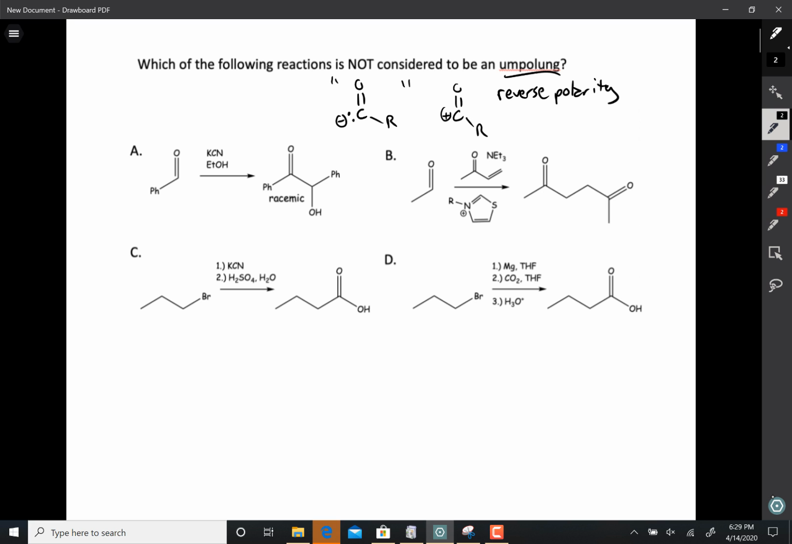So if we take a look at this reaction right here, this reaction is a benzoin condensation. Essentially what we end up having is two aldehydes coming together, and to get this product right here, one of those aldehydes has to exist as a nucleophile. So this is an Umpolung reaction. It's called the benzoin condensation.